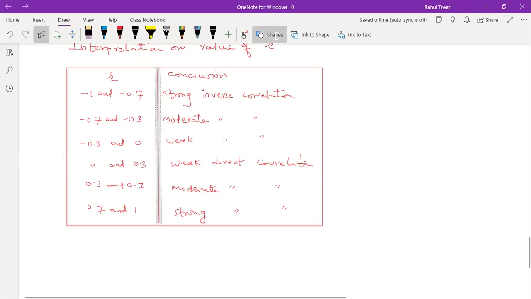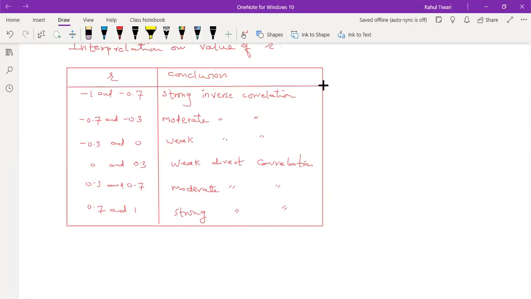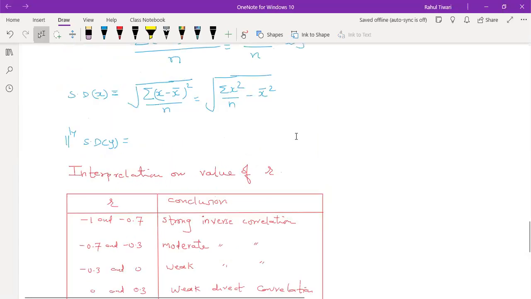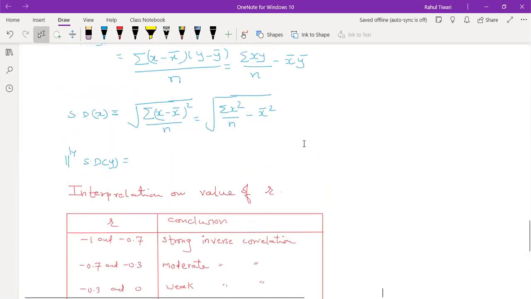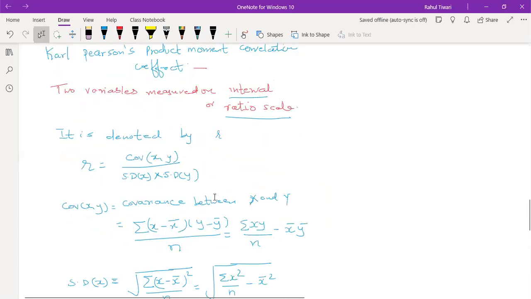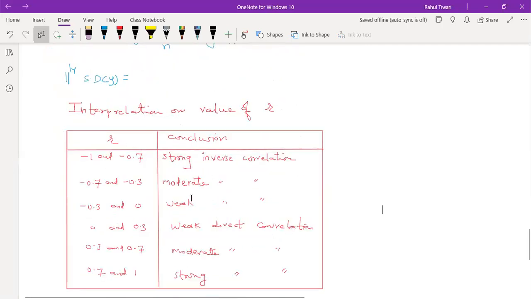Any question? Let me know. Sir, please tell again. What should I tell? What is the formula, or do you want to understand this interpretation?